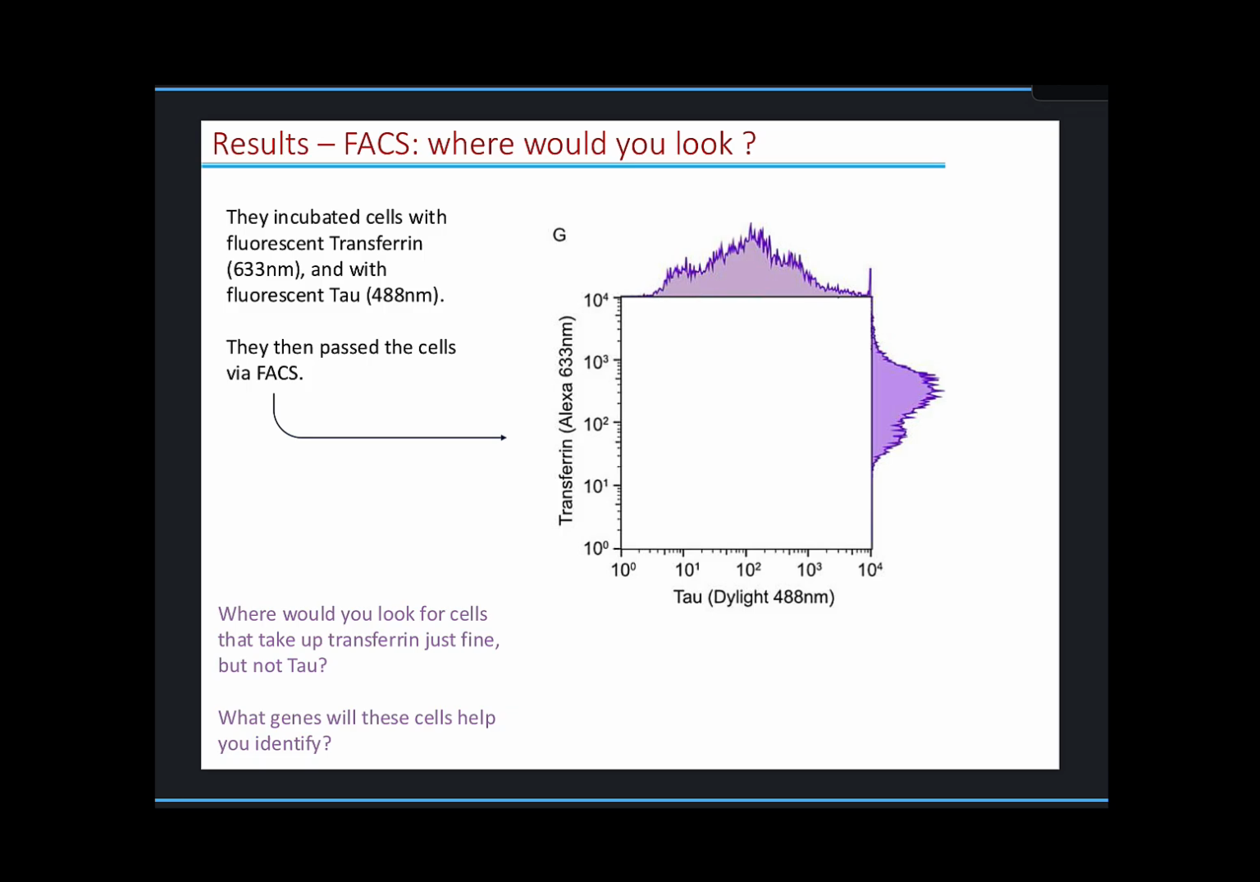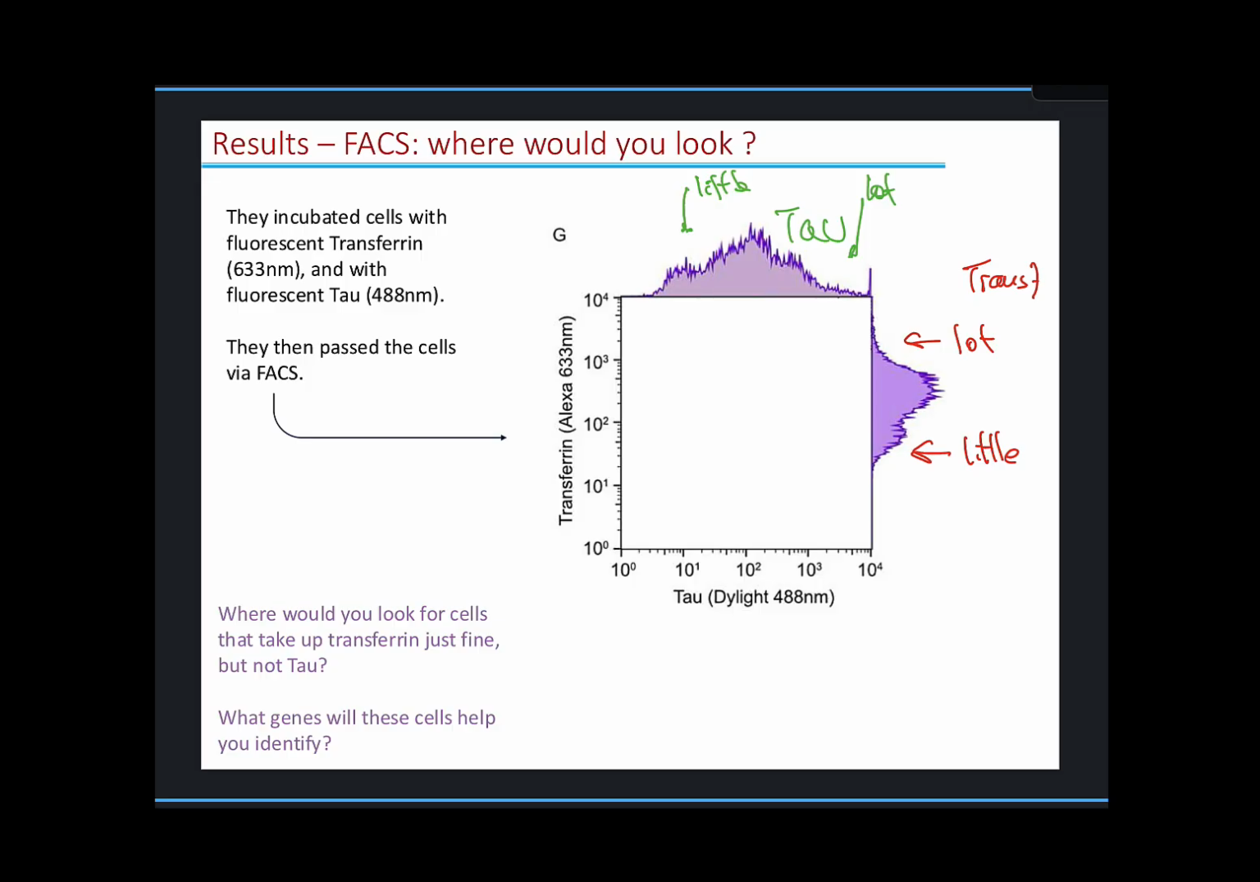So let's say this is on purpose a blank FACS plot. What you see here on the top and on the side are the distribution of either green or red fluorescence that the researchers could see when they run the cells through the FACS. So let's talk for a second about this upper graph. The upper graph refers to tau. And the way to read this distribution is that some cells expressed little, some cells had a lot. And the same applies here on this side for transferrin. Some cells had very little, they're here. Some cells had a lot. Right?